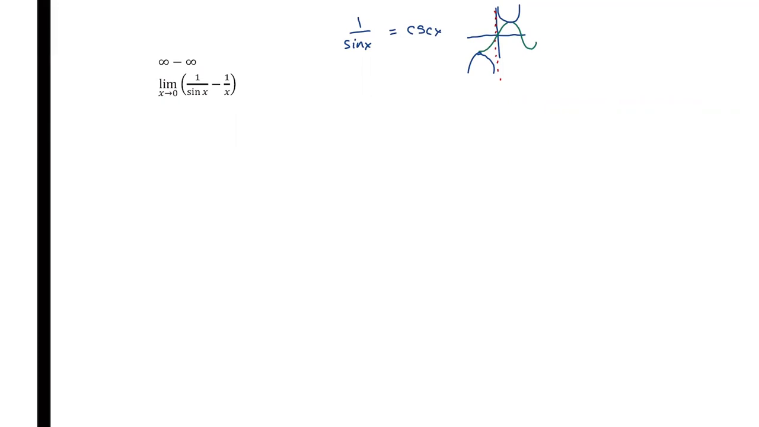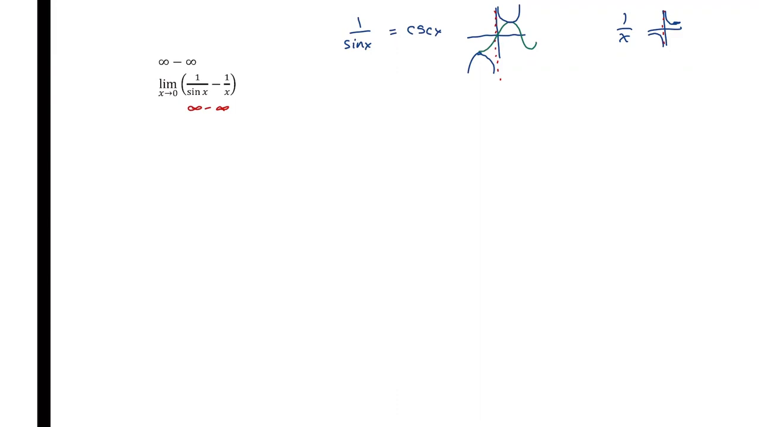Then 1 over x, again, 1 over x just is going to look like 2 curves. Just look at those curves right there. So fancy. Anyway, that again has an asymptote there at x equals 0. So again, this is of the indeterminate form, infinity minus infinity. So that means I could apply L'Hopital's rule.